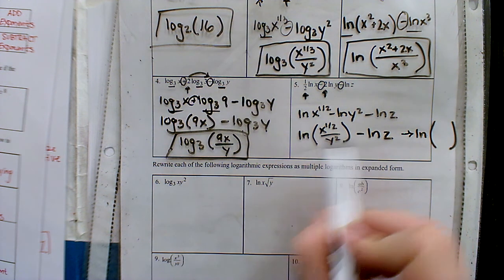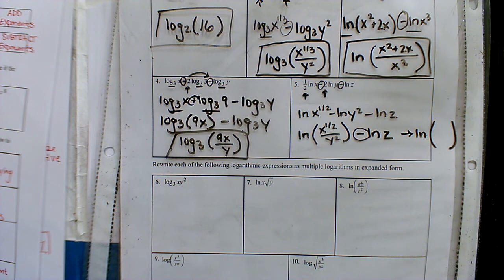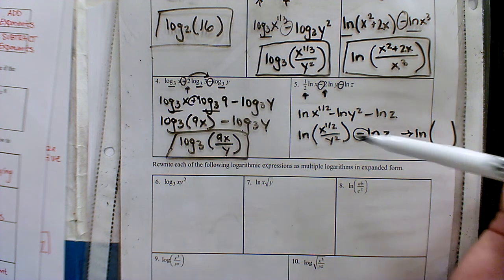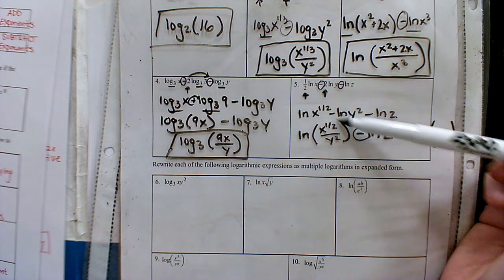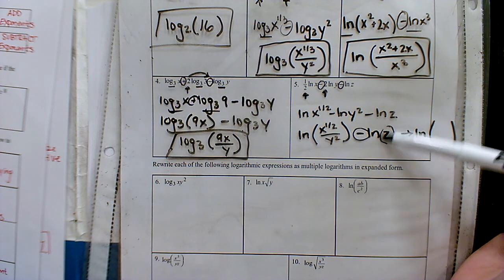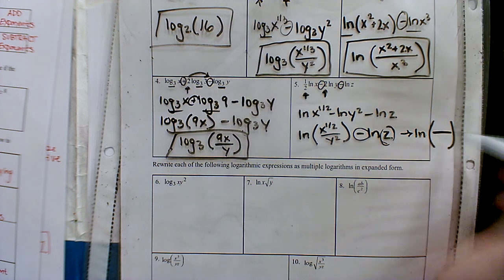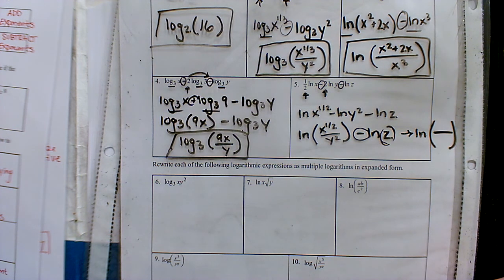We have the same log being subtracted, so we can do what? Divide the arguments. Okay, so the question is, if I take this argument, which is already a fraction, and divide it by this argument of z, what's my final fraction going to look like?